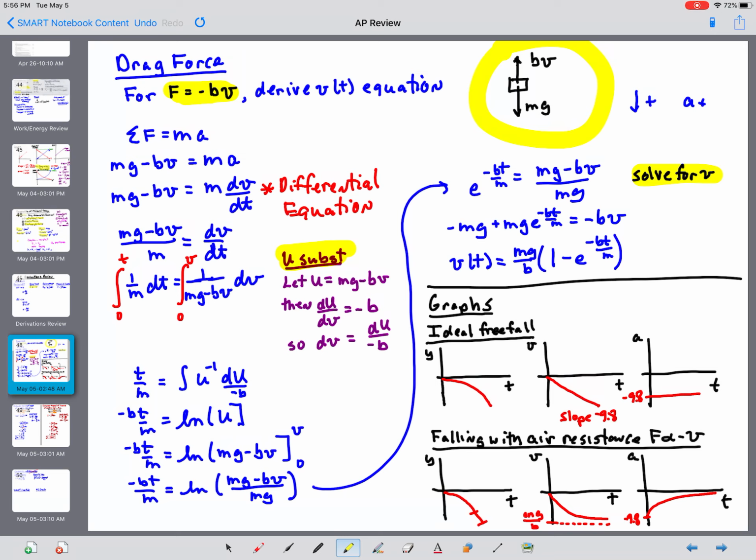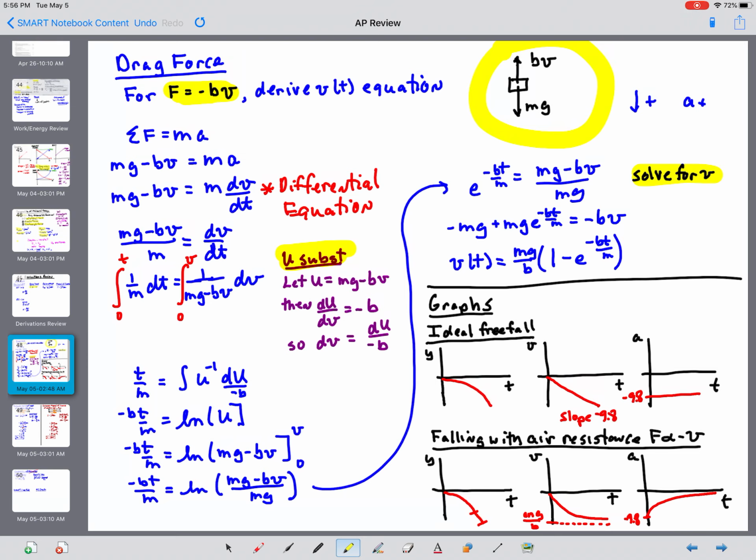In terms of graphs, your ideal graph, acceleration constant, negative 9.8. That means the velocity graph is a diagonal with a slope of negative 9.8, and your y of t graph is a parabolic curve.